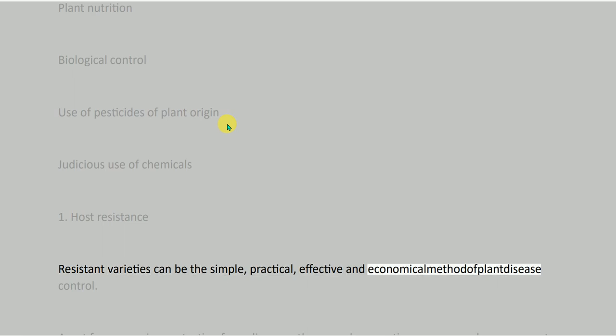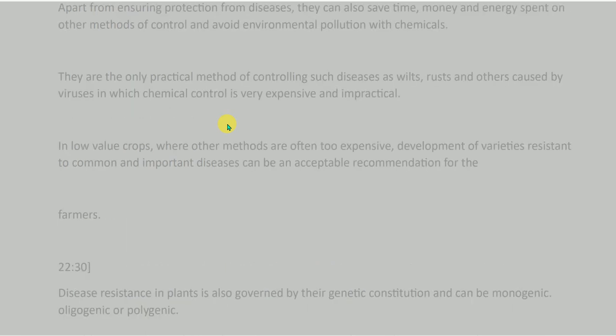1. Host resistance. Resistant varieties can be the simple, practical, effective and economical method of plant disease control. Apart from ensuring protection from diseases, they can also save time, money and energy spent on other methods of control and avoid environmental pollution with chemicals. They are the only practical method of controlling such diseases as wilts, rusts and others caused by viruses in which chemical control is very expensive and impractical. In low-value crops, where other methods are often too expensive, development of varieties resistant to common and important diseases can be an acceptable recommendation for the farmers.